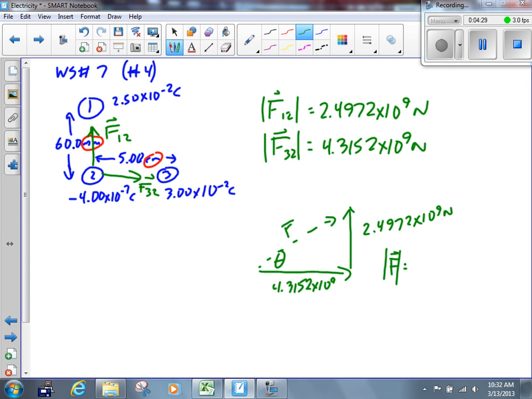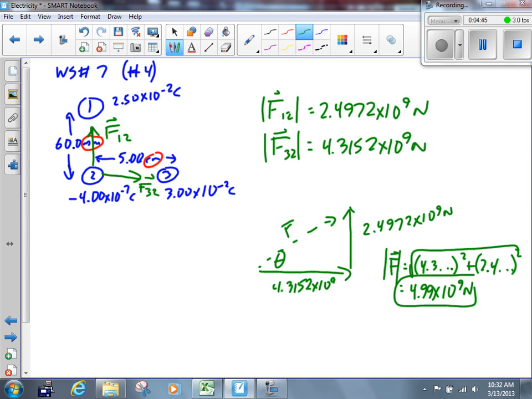So the magnitude of the force is 4.3 and so on squared plus 2.4 squared. Square root that. We end up getting 4.99, I think it is, times 10 to the 9 newtons. And the angle is going to be found by the inverse tan function. We can always use tangent here, right? Always. Because we're always going to have opposite and adjacent.